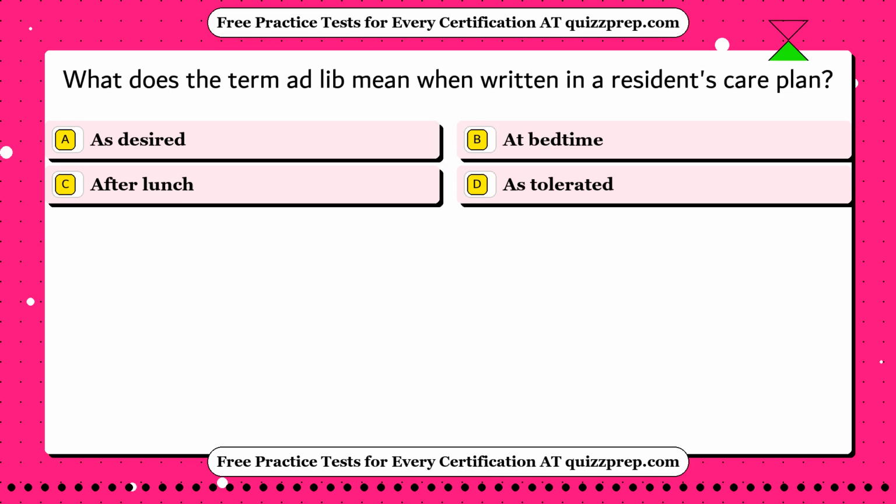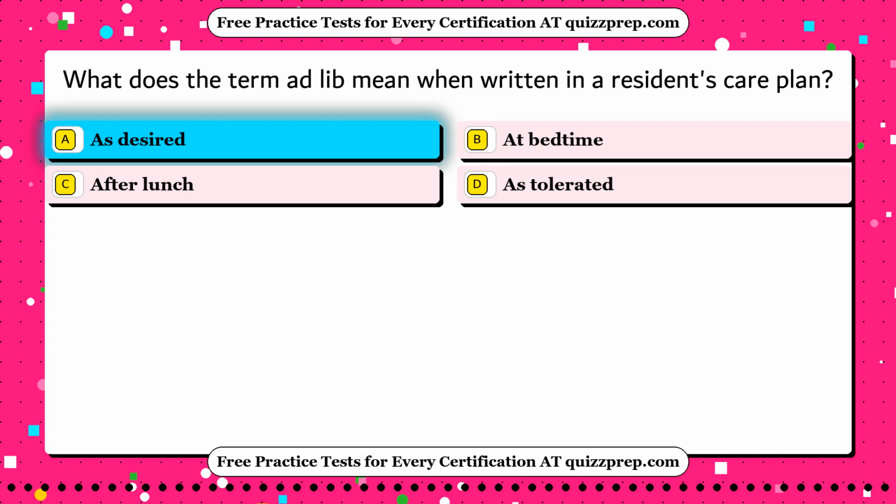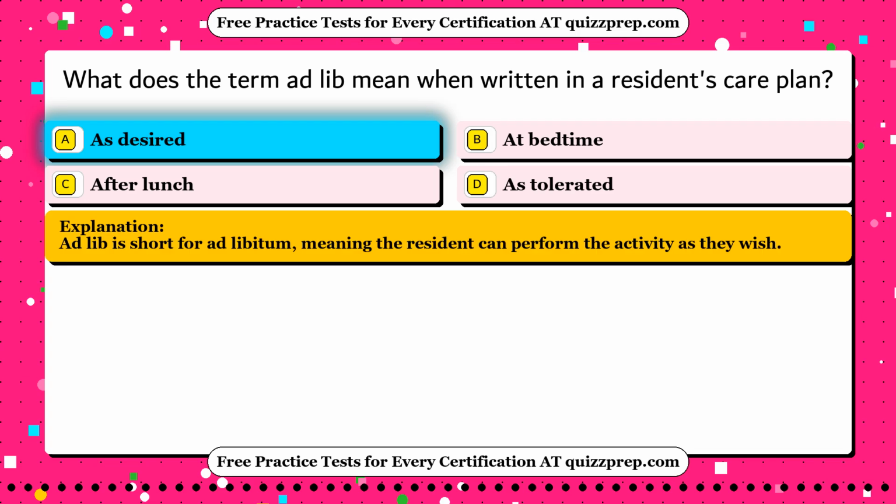Question 4. What does the term ad lib mean when written in a resident care plan? Option A, as desired. Option B, at bedtime. Option C, after lunch. Option D, as tolerated. The correct answer is option A, as desired. Ad lib is short for ad libitum, meaning the resident can perform the activity as they wish.